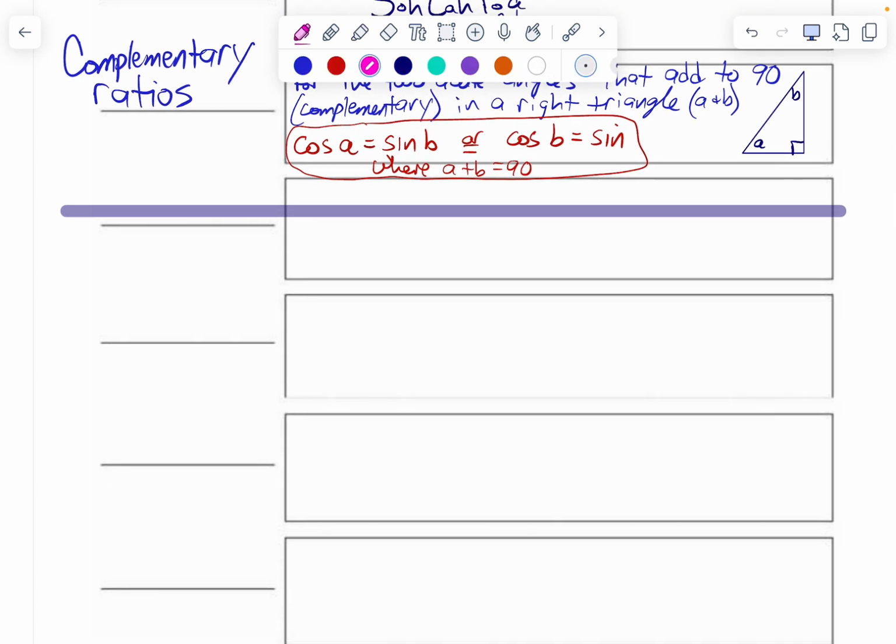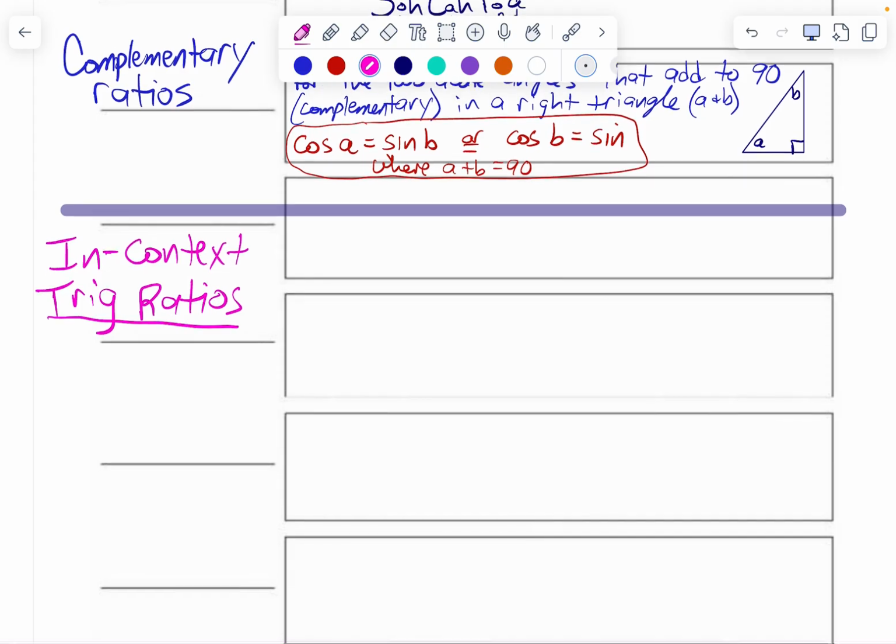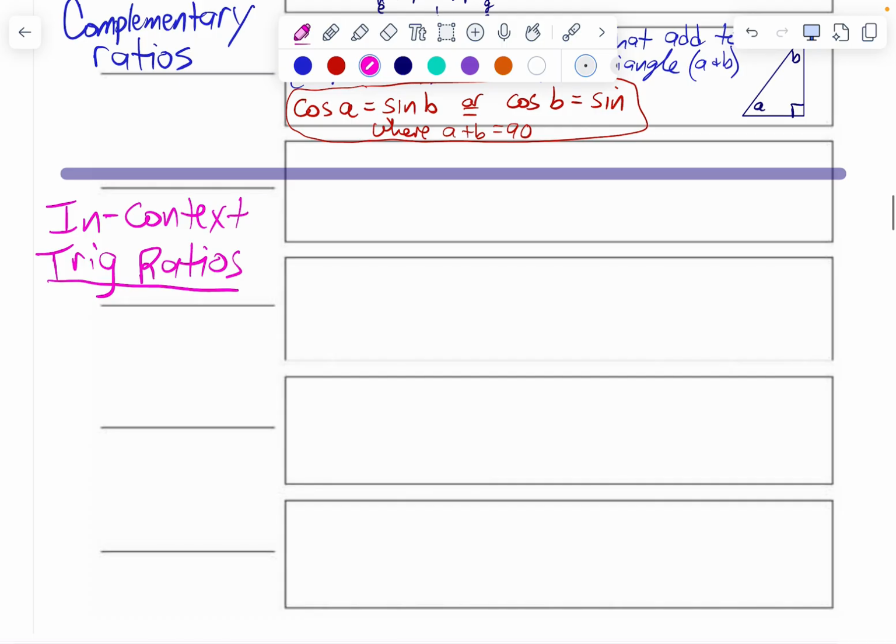All right, so what we're talking about right now is trig ratios in context. We're going to have another section that's in context, but it will be law of sines and law of cosines. So make sure that you're not getting those mixed up. Okay, first thing is angle of elevation.